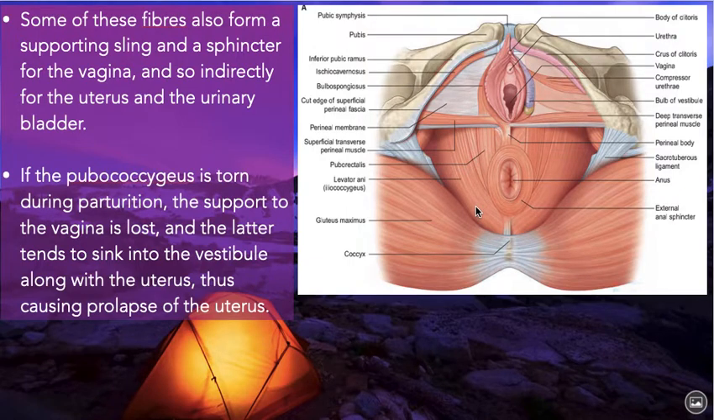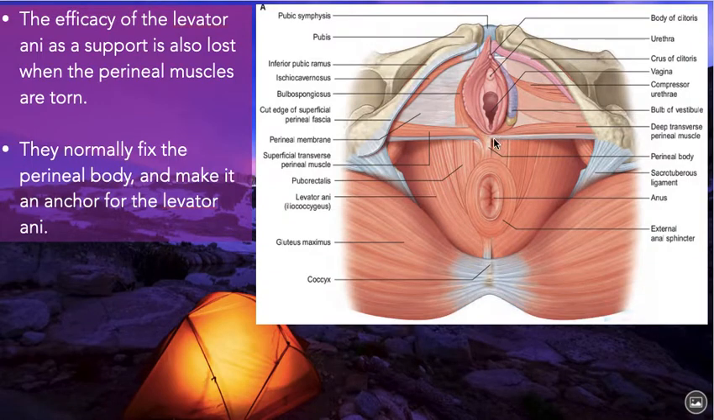Right? If the pubococcygeus is torn during parturition, the support of the vagina is lost and the latter tends to sink into the vestibule along with the uterus, thus causing prolapse of the uterus. Now, the efficacy of the levator ani as a support is also lost when the perineal muscles are torn. They normally fix the perineal body over here and make it an anchor for the levator ani muscle.